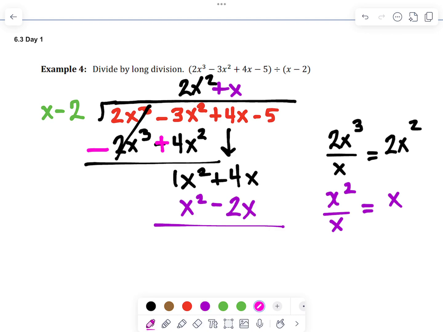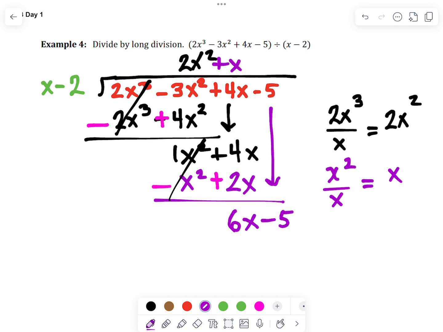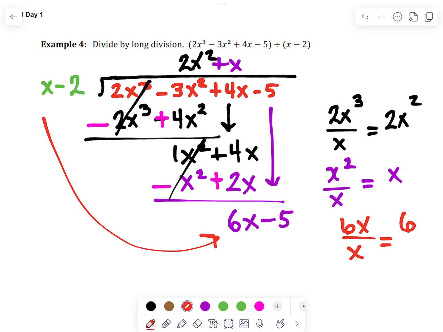Now we subtract all the way through. Subtract, that's going to change those signs. First terms become 0. Next terms become 6x. We bring down our last term, -5. We start the process over again. How many times does x divide into 6x? Or what is 6x divided by x? 6x divided by x is 6. So 6 will go up on top.